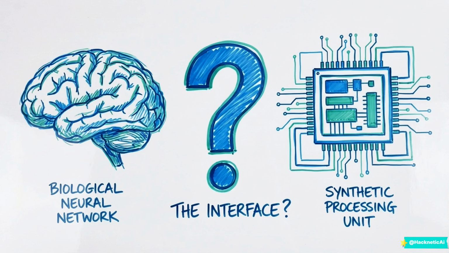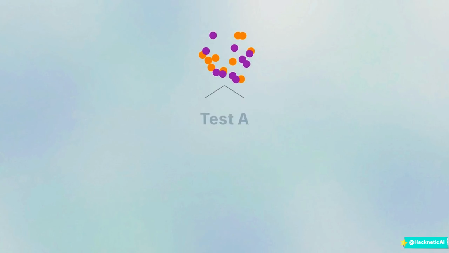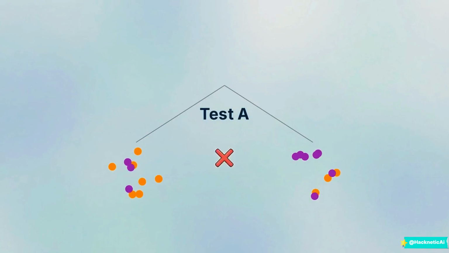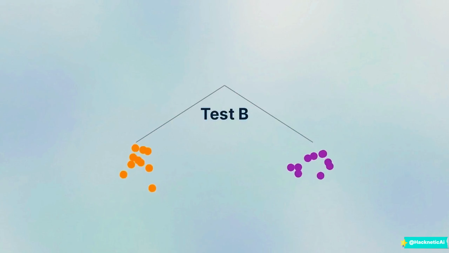But how does the computer actually decide which question belongs at the very top? It doesn't have our intuition to know that the sky matters more than the temperature. It uses a goal called purity. The algorithm takes a mixed group of data and splits it into smaller groups where every item is the same. The computer tests every question to find the cleanest, most uniform split.